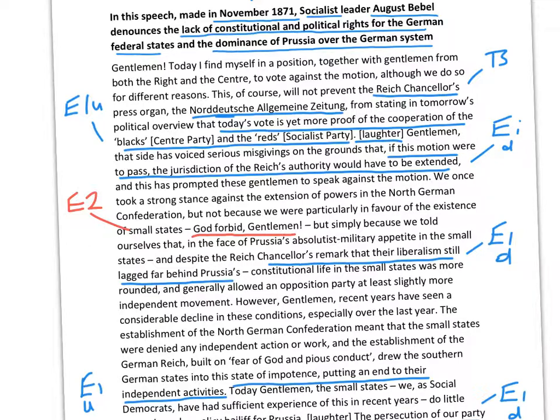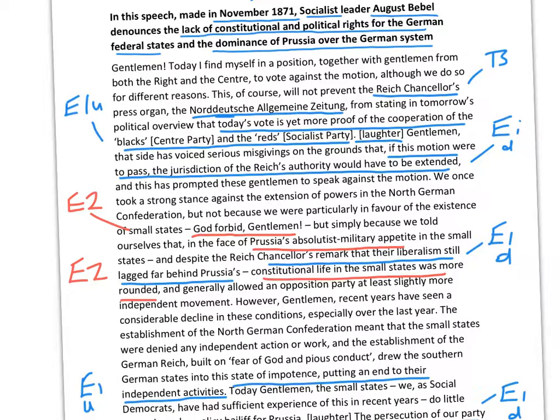And he talks about Prussia's absolutist military appetite there. Linked to that, constitutional life in the small states was more rounded. So again, that will be inquiry 2. Clearly there's opposition to further expansion of Prussian power coming through in all of those statements.